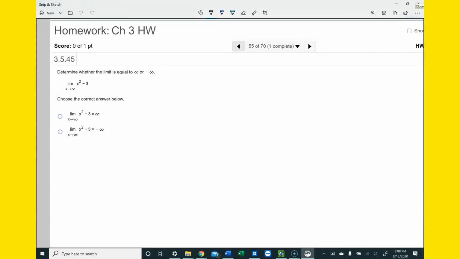Another approach to these is you can think about them graphically, or you can think about them more algebraically. If I plugged infinity in for x, what would I get? Well, infinity squared is infinity, and it doesn't matter if I subtract 3 from it or if I subtract 3 million from it, I'm still going to be infinity. So it's going to positive infinity. So you can think about it algebraically as well.